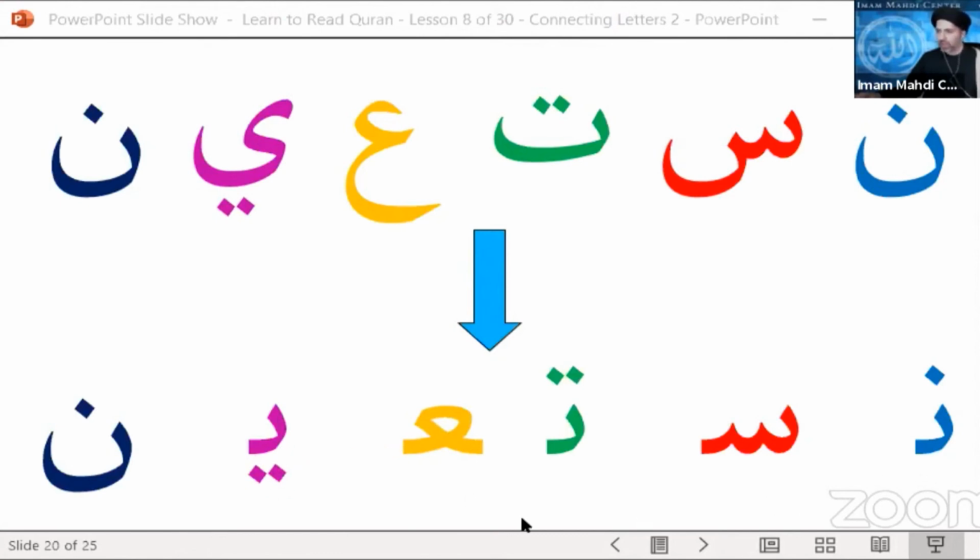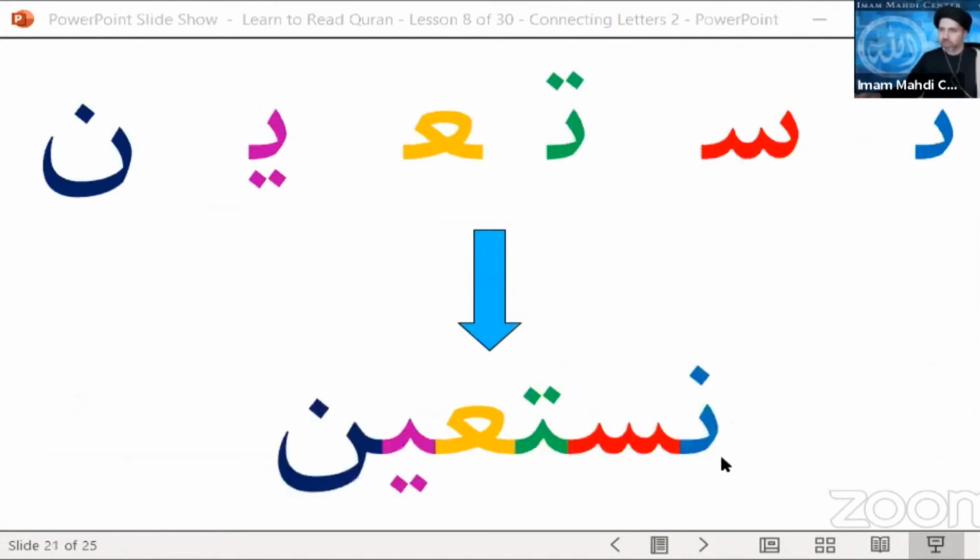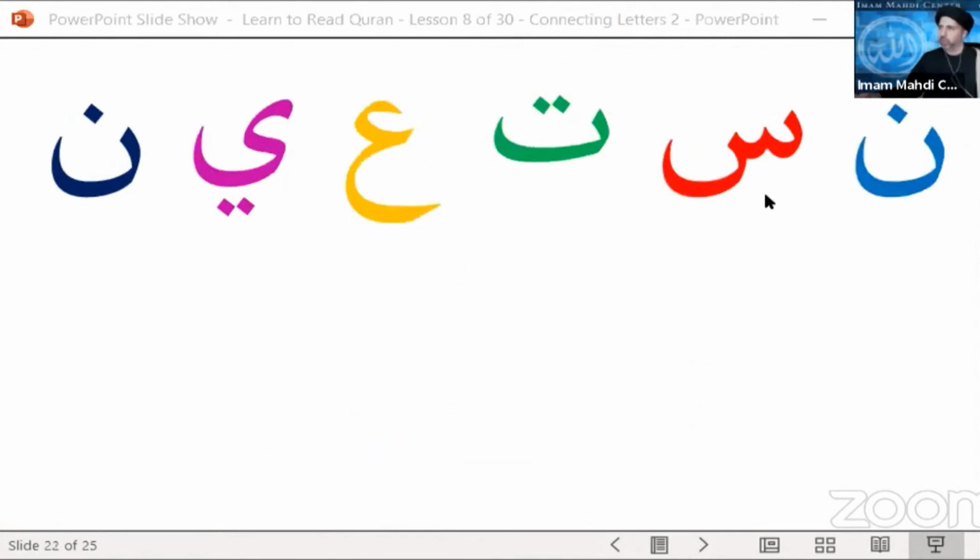And you see here the lowercase Nun and this lowercase Ya, they have the same basic shape. Same as this Ta, same basic shape, but we tell the difference between them by the number of dots that they have and whether the dot is on top or underneath. And this Ya has 2 dots underneath, and this Nun is the last letter, so it stays in its full form. So here we have the letters connected. You see it. Lowercase Nun, lowercase Sin, lowercase Ta, lowercase Ain, lowercase Ya, and Nun again.